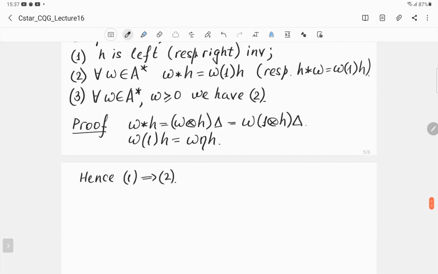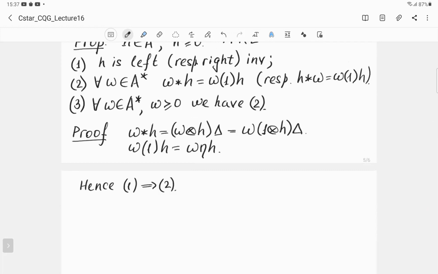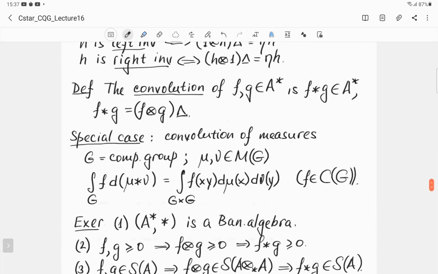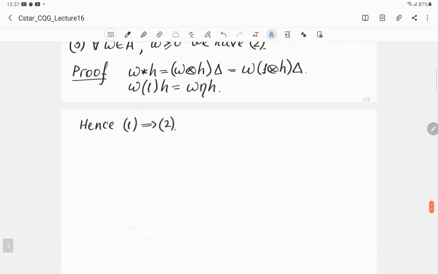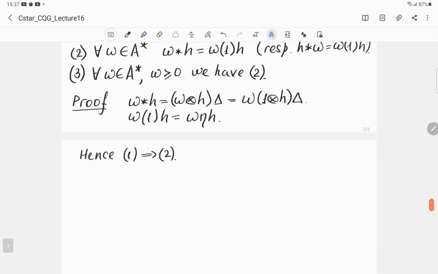So we just take the definition of a left invariant functional, and apply omega on the left. Okay, now clearly 2 implies 3. This is clear.